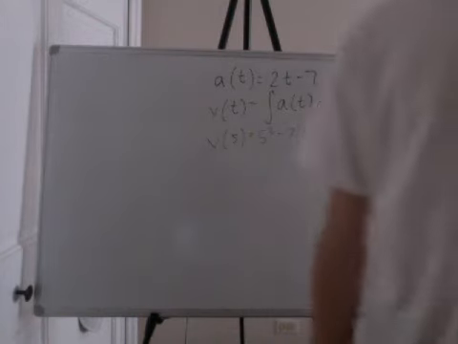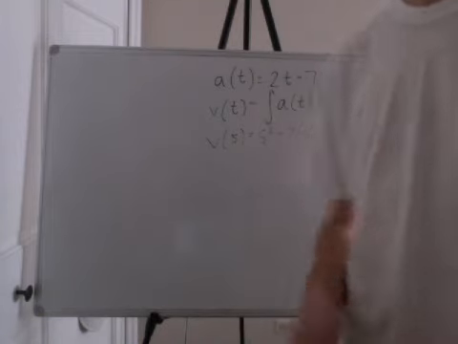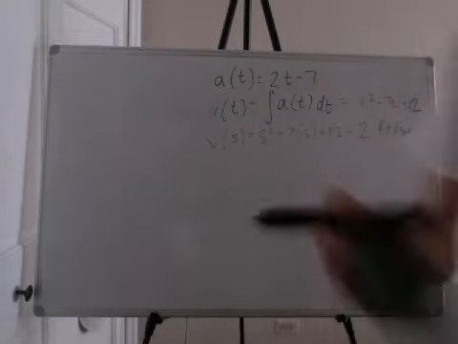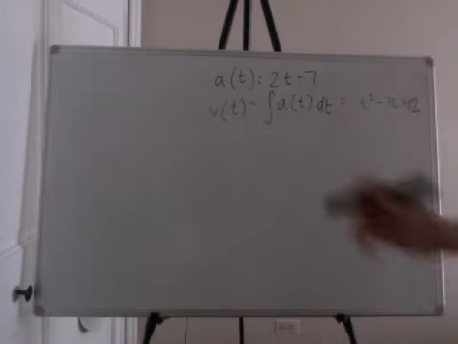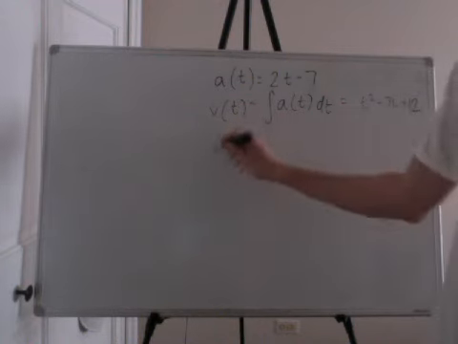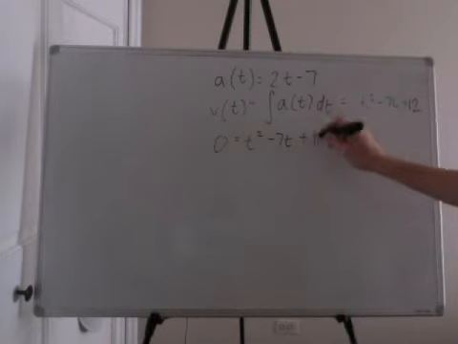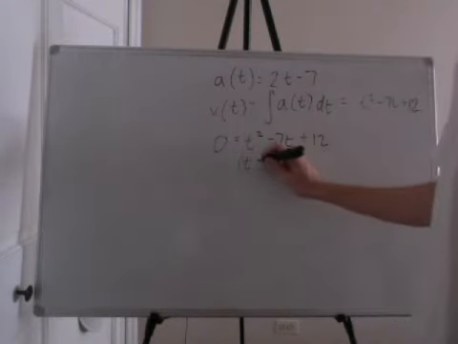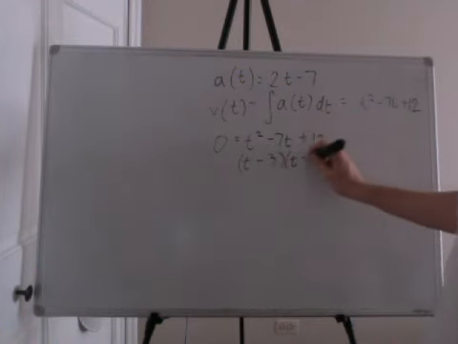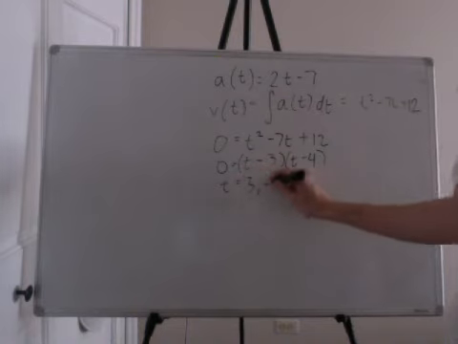Okay. So then the question goes on to ask, when is the object at rest? Well, an object is at rest if it's not moving. If it's not moving, then the velocity must be 0. So I'm going to erase this, but I'll keep the equation up. We'll say 0 equals the velocity equation, which is t squared minus 7t plus 12, which factors, so it would be t minus 3 and t minus 4 equals 0. So the object is at rest at time equals 3 seconds and 4 seconds.